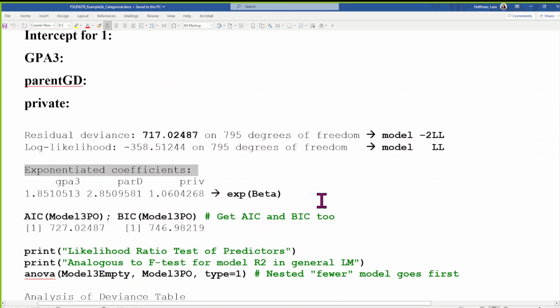Can I turn those into probabilities? No, because they're slopes. I can only turn predicted outcomes into probabilities. So yes, that's where your odds ratios are. I will also ask for those because they do show up by default.